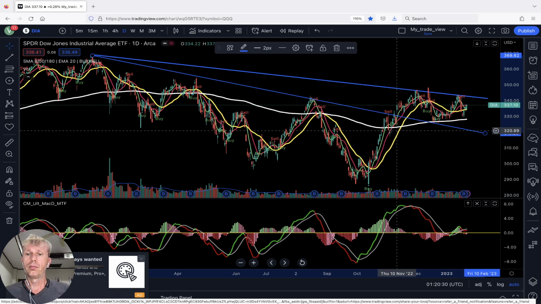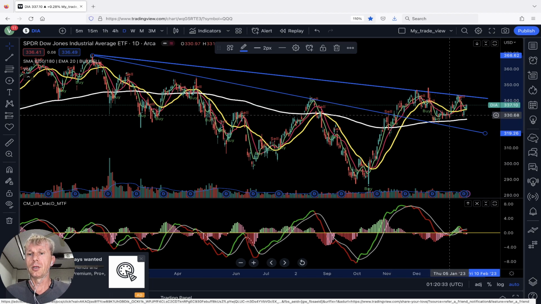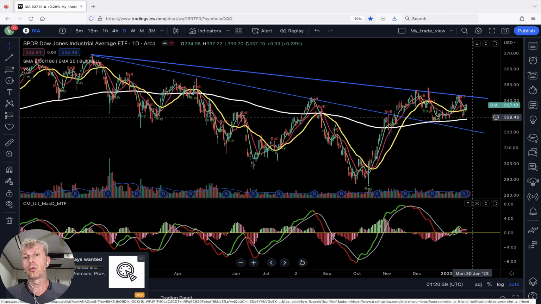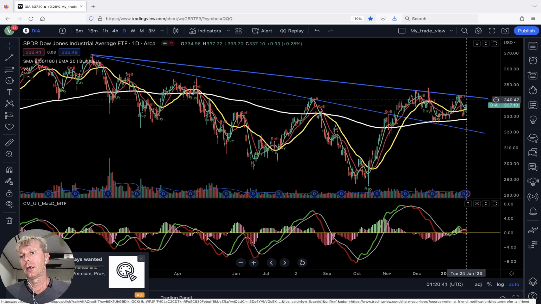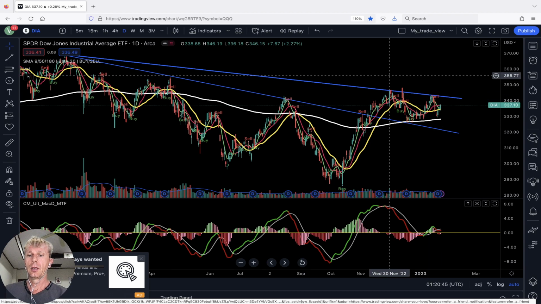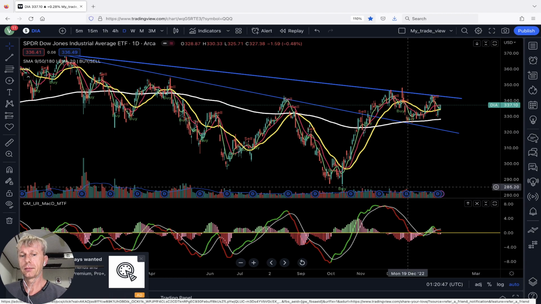It did a bullish crossover over that original trend line. And now we are between the two trend lines. We have a sell signal, and volume is decreasing.